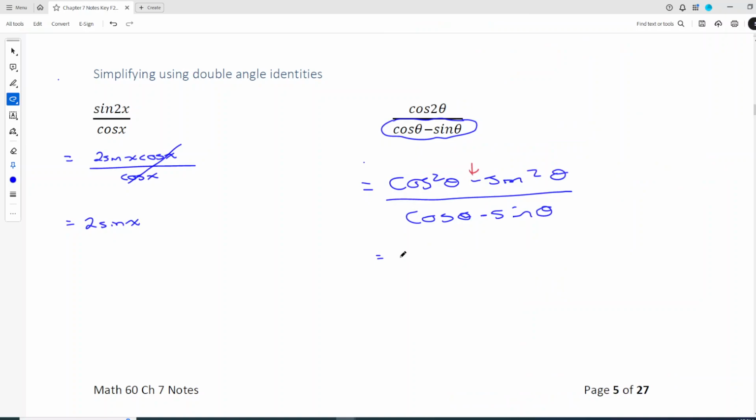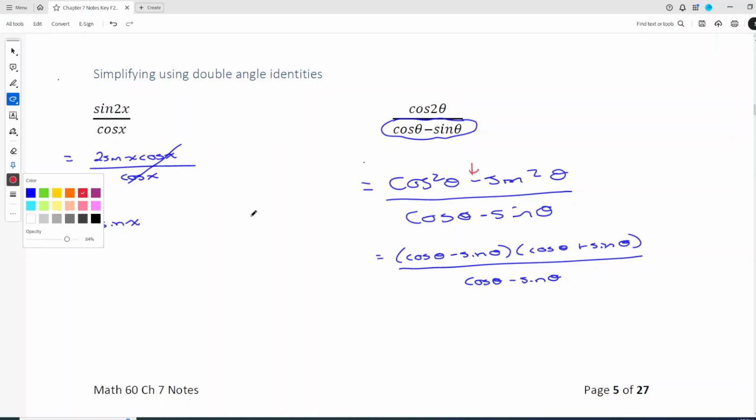And so this one I'm going to factor as cos theta minus sine theta times cos theta plus sine theta, all over cos theta minus sine theta. Why? Because now I'm allowed to simplify. Cos theta minus sine theta divided by cos theta minus sine theta, right? Now I can do that, and I'm left with just cos theta plus sine theta. And we will call that simplified.